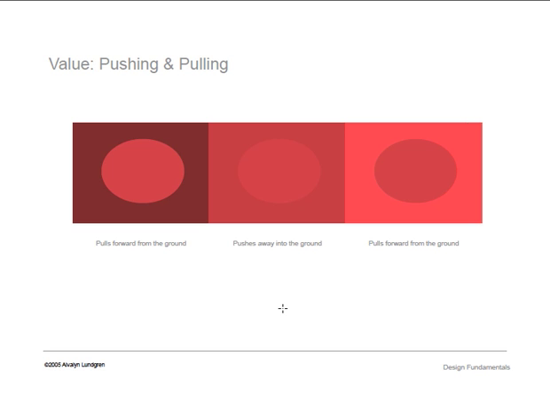The ideas of pushing and pulling again. The ellipses are all the same color. On a darker ground, the ellipse will pull forward. On the lighter ground, the ellipse will appear darker and pull forward. Where there are similar values going on between the ellipse and its surround, the ellipse tends to try to sink into the background. This is called pushing. It's pushing into the background. This is pulling forward. And again, the ellipses are all the same color, although they don't have the appearance of being the same color.